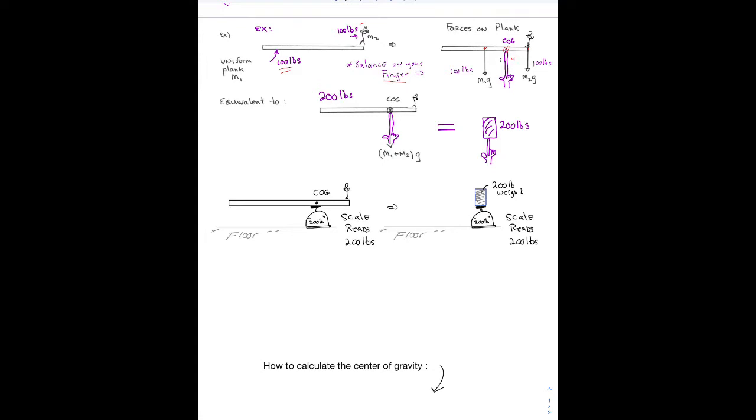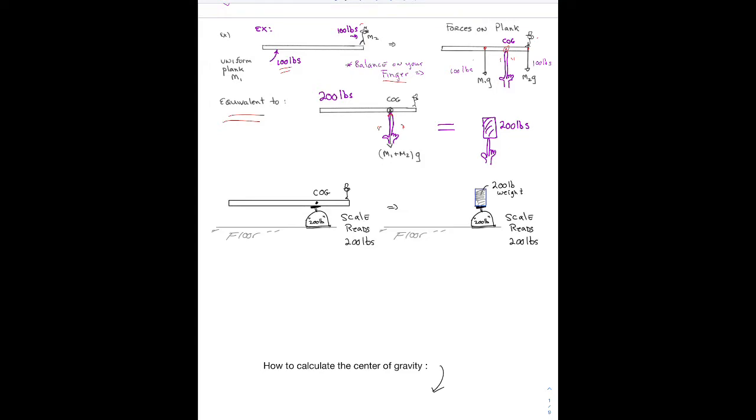Now, I would ask, what force would your finger have to exert to balance it, or to hold it steady? Well, your finger would have to exert a force of 200 pounds. If the plank weighs 100 pounds and the person weighs 100 pounds, you're going to be holding this thing and it's going to weigh 200 pounds. So this picture now looks like this. Here's your finger, and your finger thinks it's holding something that weighs 200 pounds.